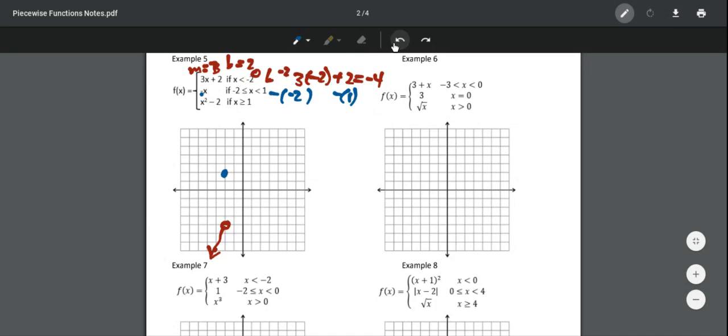Oh, that's hard to see. Let's do that again. And so I connect those dots. So that gives me this blue line right here. Okay.